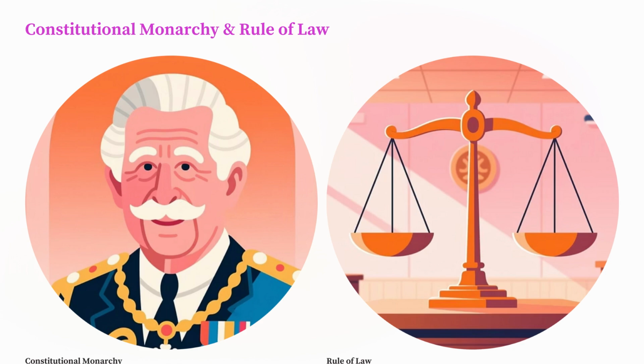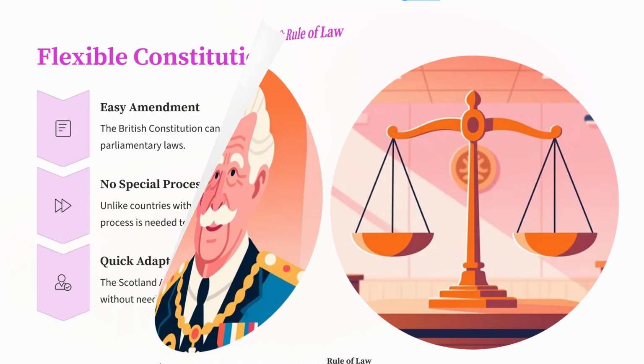Constitutional monarchy and rule of law. Constitutional monarchy. The UK has a monarch as head of state, but their powers are limited by laws and customs. Real power lies with the Prime Minister and Parliament. Rule of law. Everyone, including the government, must follow the law. Courts ensure justice, and even the Prime Minister can be taken to court like any ordinary citizen.